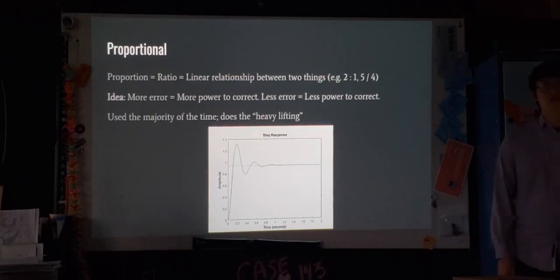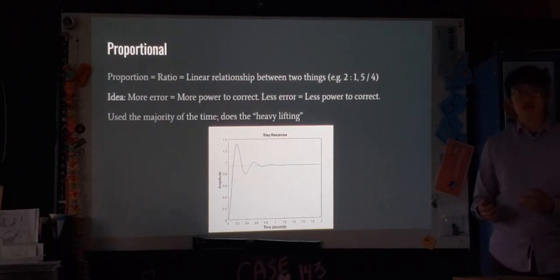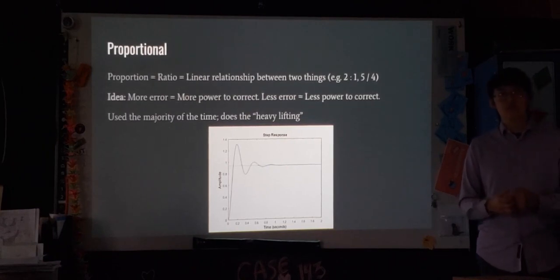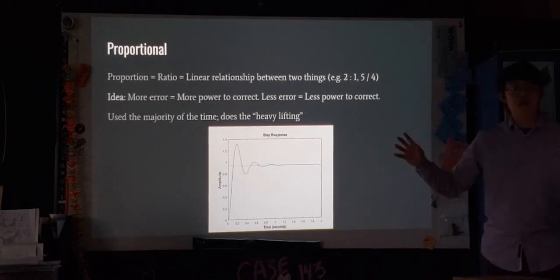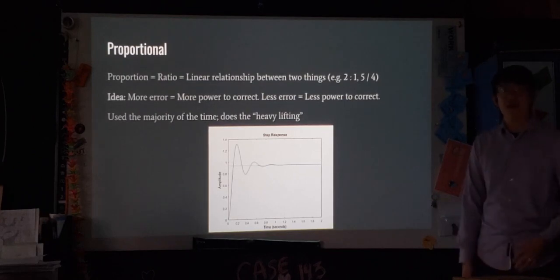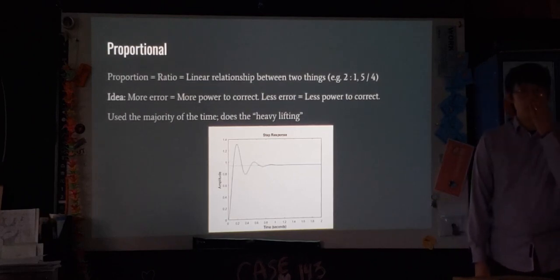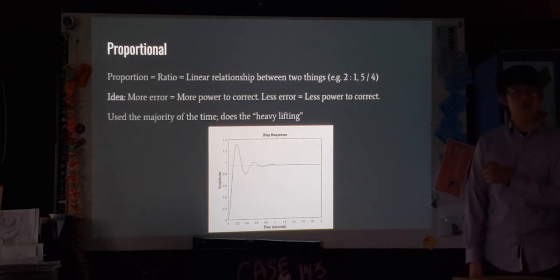Now, proportional. This type of control, this P controller, P standing for proportional, is kind of the heavy lifting of the PID controller. This P controller is what corrects for the majority of the error that you have from the feedback output. And in some circumstances, just a P controller is good enough.